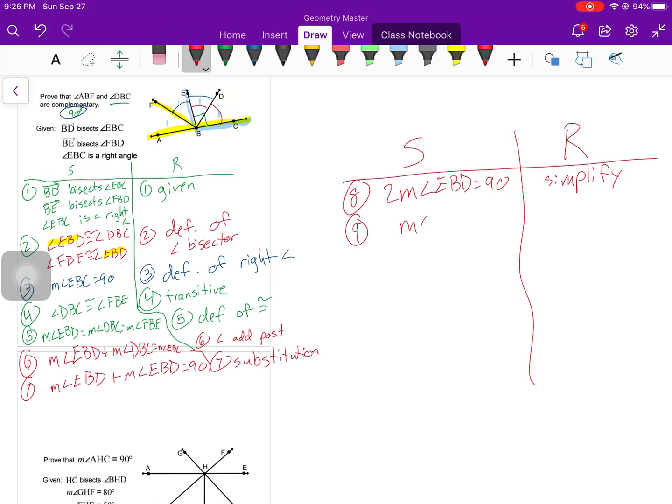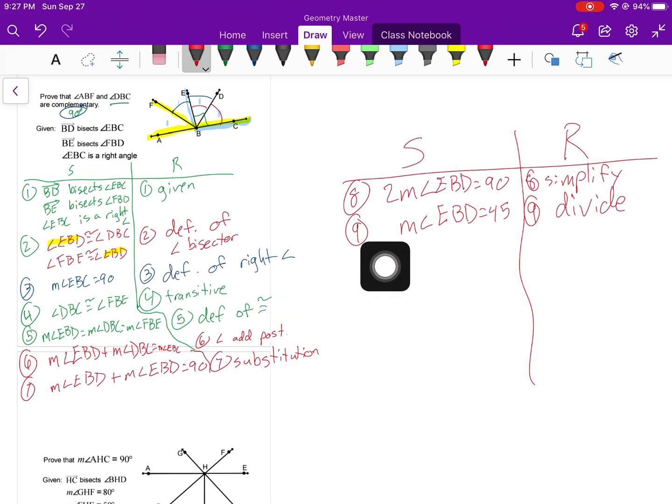And then step 9, measurement of angle EBD equals 45. I got that by dividing. Now I know this is getting really long. There are problems where there are a lot of steps, because you have to be very specific. If you were just solving this and I said, figure out how big angle ABF is, you'd be able to do these problems. You have to go through all these steps, but you won't be writing them down. So the fact that we're writing them down is what makes these problems so much longer.